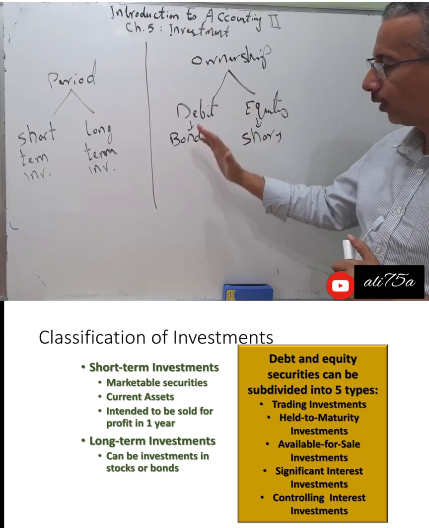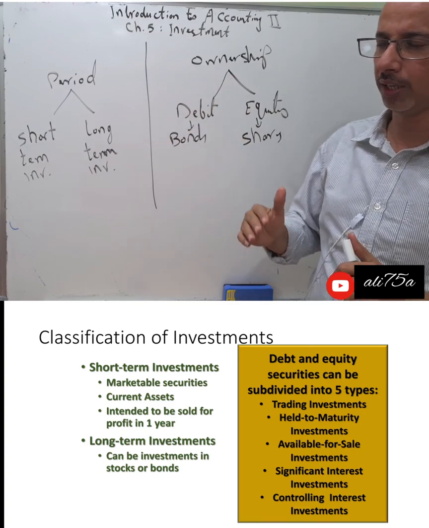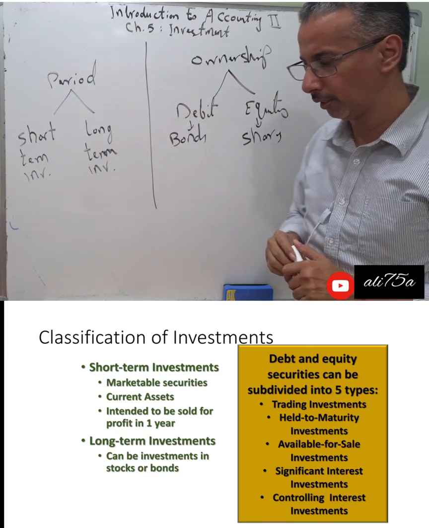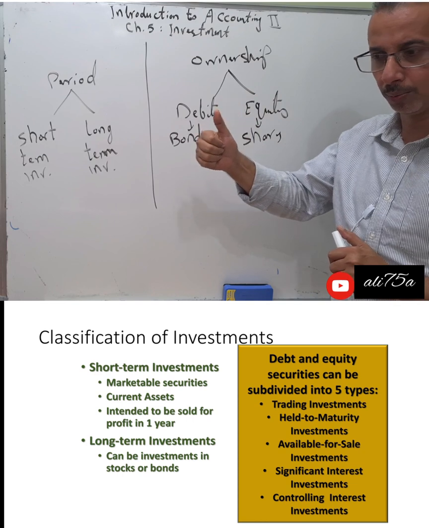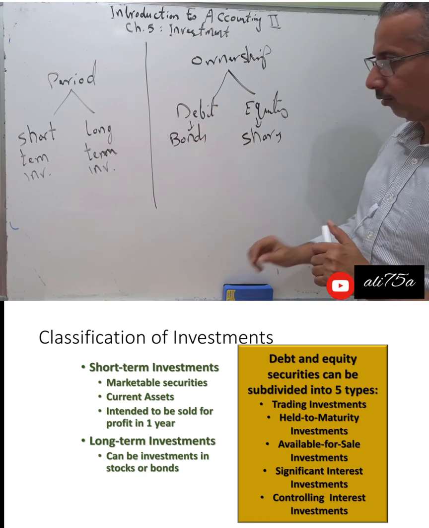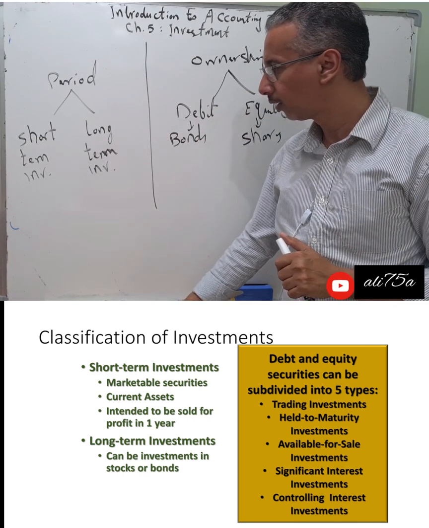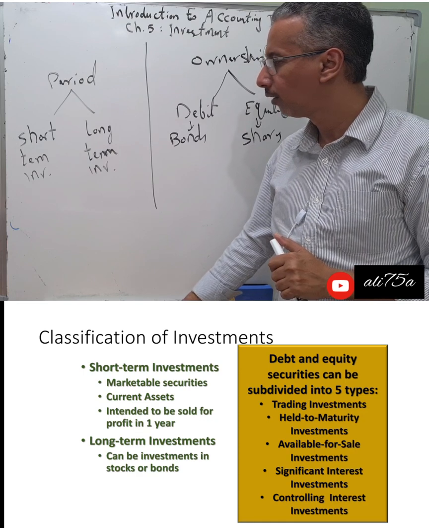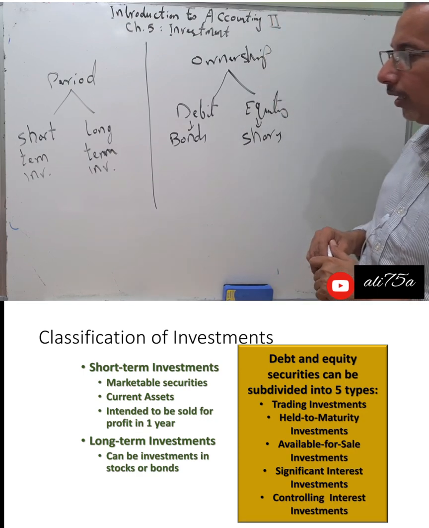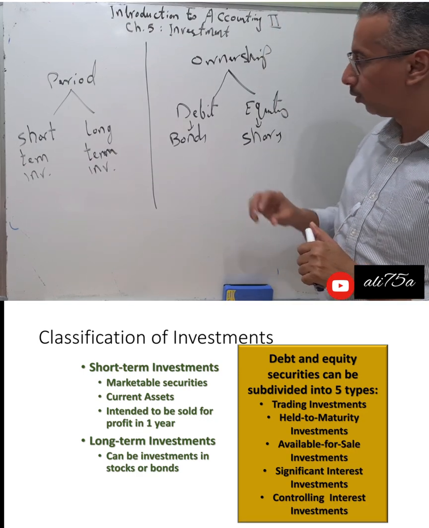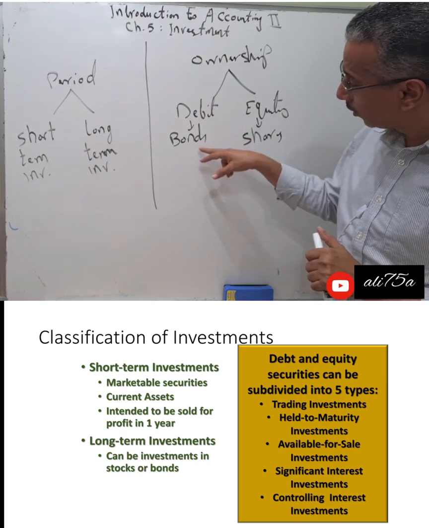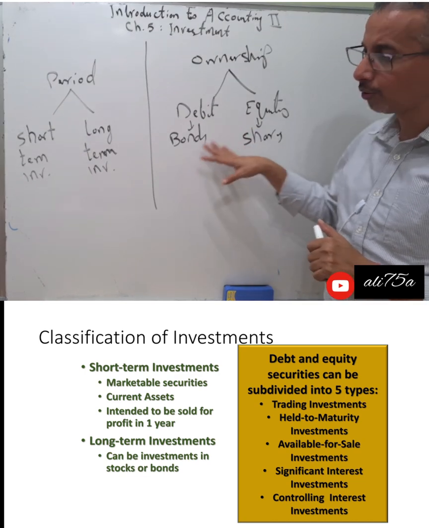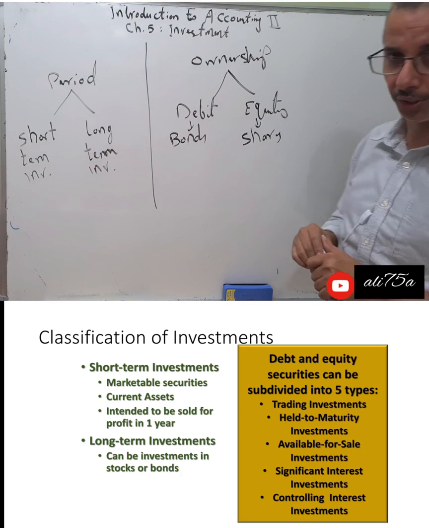In this we have many classifications. Usually they classify them into 3 groups. Trading group. We could go to the next slide. There is a trading investment, which contains both of them, bonds or shares, debt or equity securities.